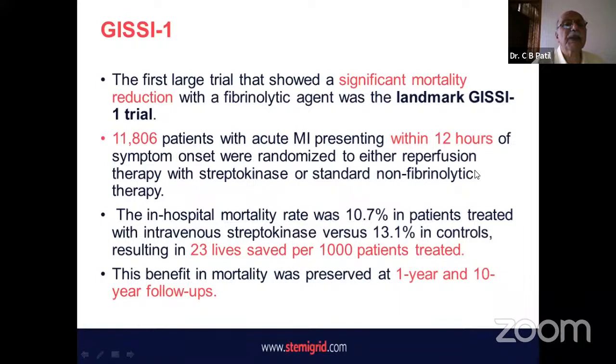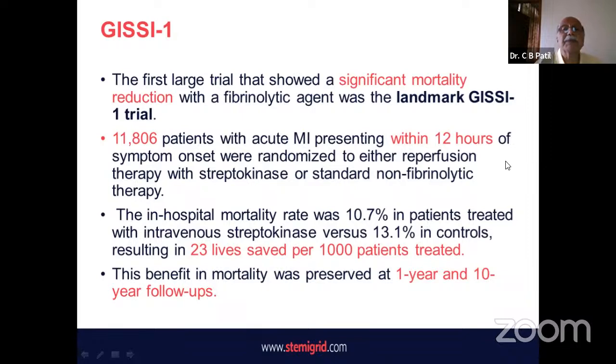This is the study which has shown benefit, GISSI-1, the first large trial that showed a significant mortality reduction with a fibrinolytic agent. It was the landmark GISSI-1 trial. 11,800 patients with acute MI presenting within 12 hours of symptom onset were randomized to either reperfusion therapy with streptokinase or standard non-fibrinolytic therapy. The in-hospital mortality rate was 10.7% in patients treated with intravenous streptokinase versus 13.1% in controls, resulting in 23 lives saved per 1,000 patients treated. This benefit in mortality was preserved at 1 year and 10 years of follow-up.